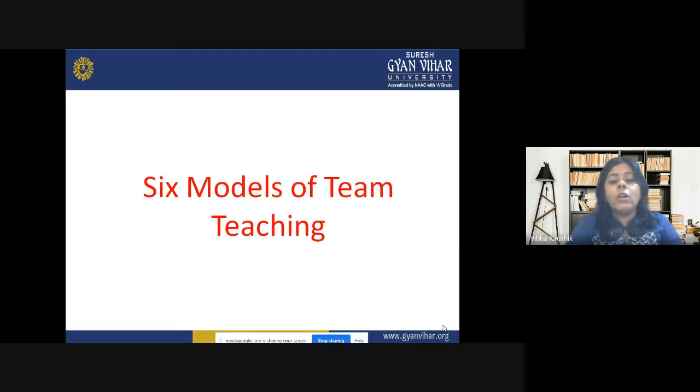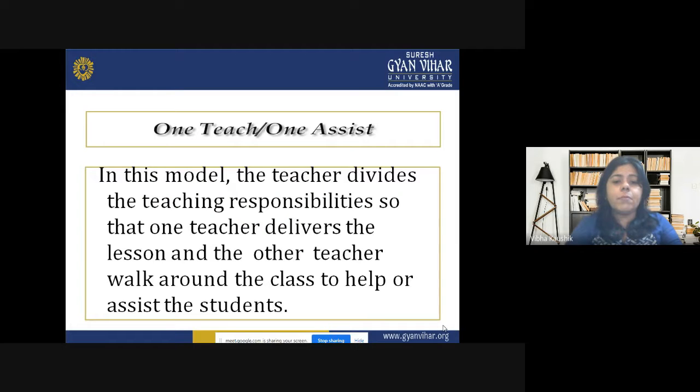Now, six models of team teaching. One teach, one assist. In this model, the teacher divides the teaching responsibilities so that one teacher delivers the lesson and the other teacher walks around the class to help or assist the students. It's a team teaching effort where one teacher has the responsibility to teach the students while the other teacher is walking around the class to help the students who need some help.